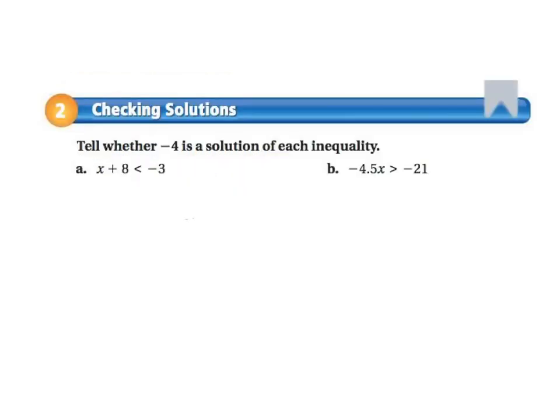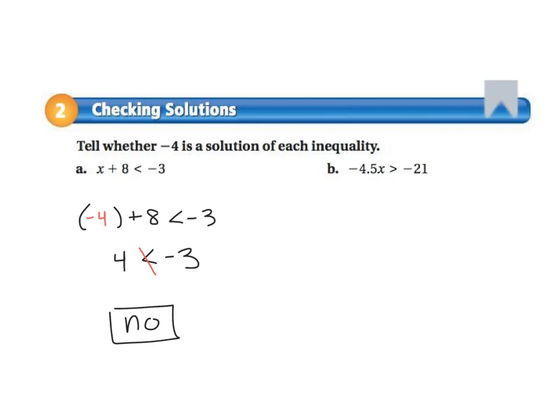So let's try going through this process. We want to see if -4 is a solution for both of these inequalities. So remember, the way we do that is we substitute the value we want to check. So here we want to check -4. So -4 plus 8 is +4. And if I'm wondering, is this a true statement? Well, let's read it from left to right. 4 is less than -3. Now we know that this is not a true statement, right? Because 4 is greater than -3. So we would say, no, it is not a solution of that inequality.